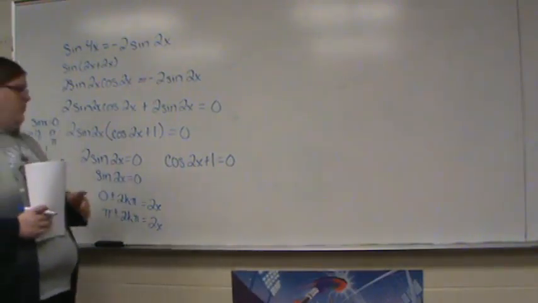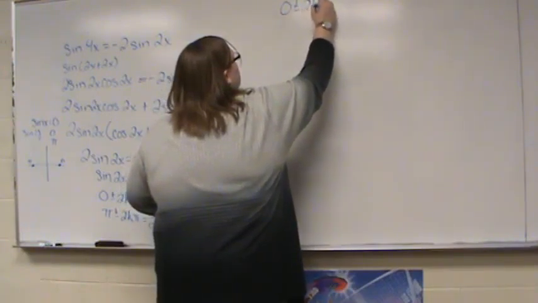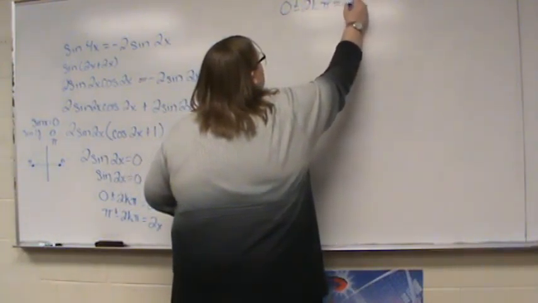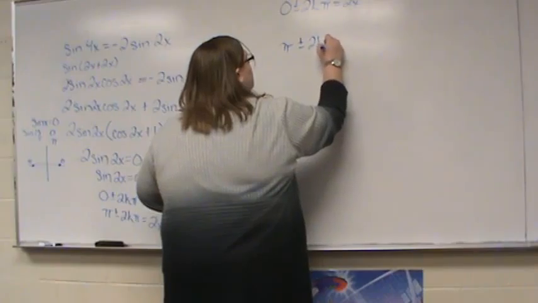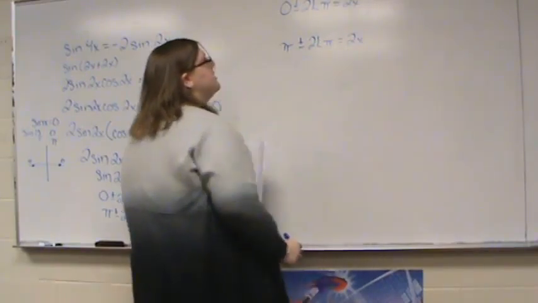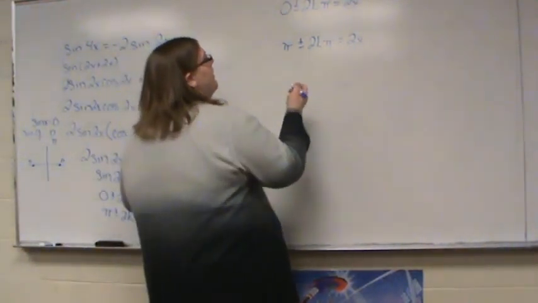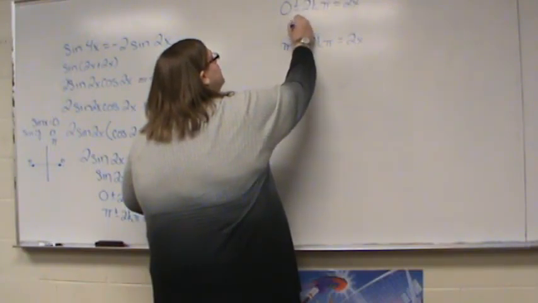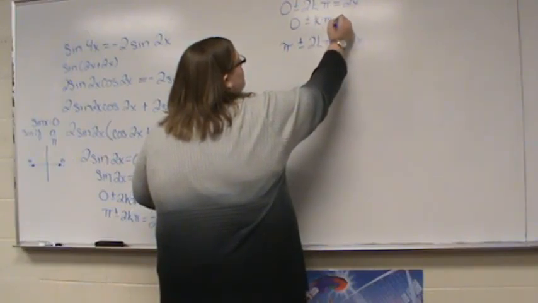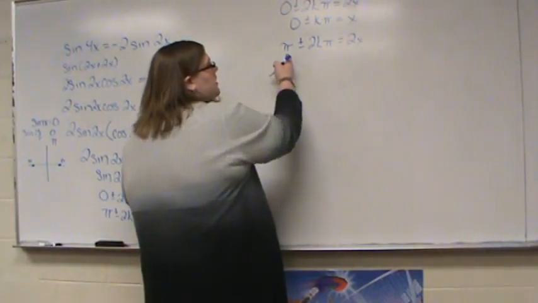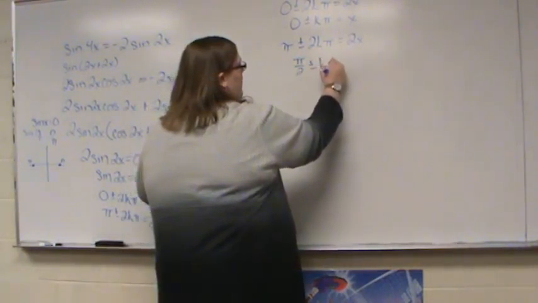I ran out of room over here, so I'm going to move over just so I have more space. Alright, so now I want to solve for x. So now is when I divide by my 2. Exactly, Shemaya. So I still end up with 0, but now I have plus or minus k pi, and that's what my x equals. And then here for my pi, I have pi over 2 plus or minus k pi equals x.